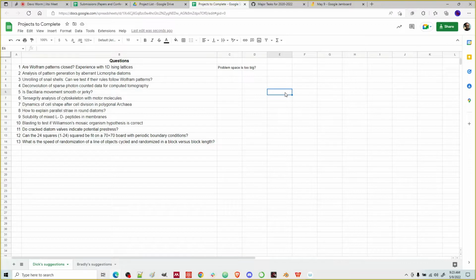So we turn a 1D into 2D by adding time instead of space. Okay, yeah. And basically, Wolfram patterns are all one-dimensional patterns that are propagated over time, so they generate a two-dimensional pattern. Okay, yeah.